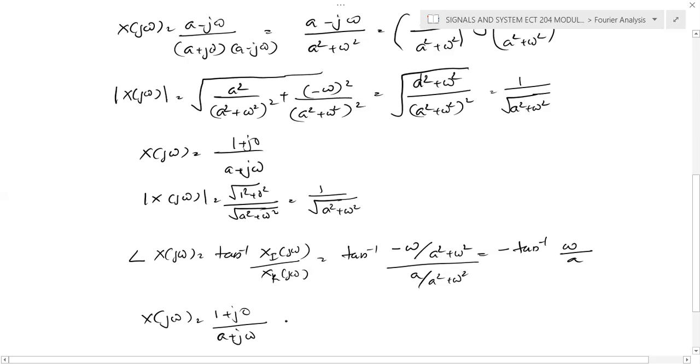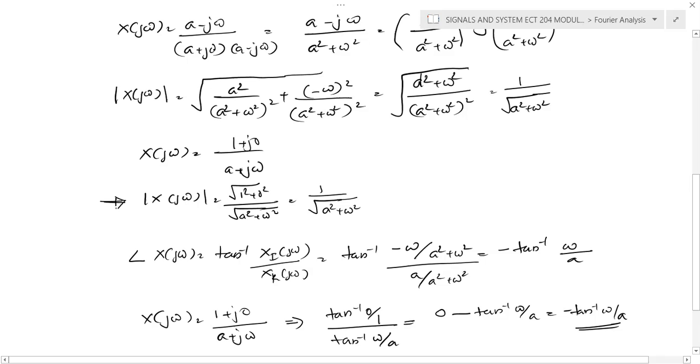When you calculate the angle, take the angle of the numerator, that is tan inverse 0 by 1, and the denominator it's tan inverse omega by a. Okay, so the numerator angle is 0, and the denominator is tan inverse omega by a. After that you can write numerator angle minus denominator angle. So it becomes 0 minus tan inverse omega by a. So simply minus tan inverse omega by a.